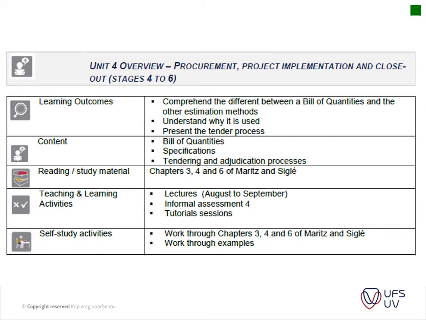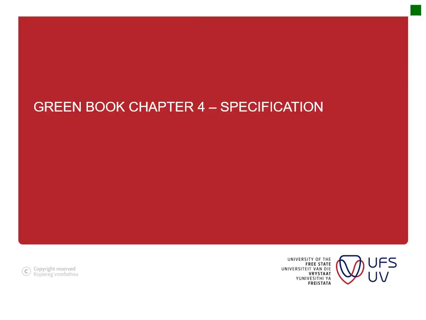So for Unit 4, we're going to look at chapter 4 of the Green Book. It's all about specification. We've looked at the bills of quantities in the previous chapter, and specifications go hand in hand with any bills of quantities. It basically is a supplement to the quantities and the descriptions in your bills of quantities, in so far as describing how the items are actually put together and priced.